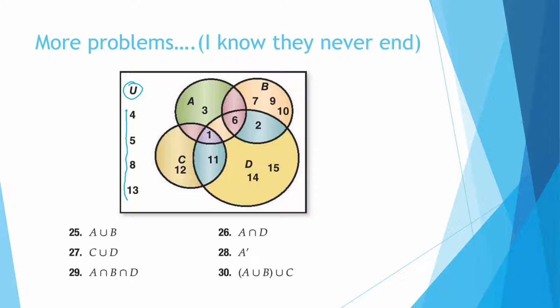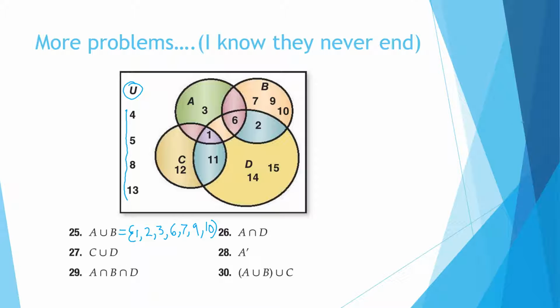So if I'm looking at A union B, I am going to look at everything in A and everything in B. So A has 1, 3, and 6. B has 2, 6, 7, 9, and 10. So in this: 1, 2, 3, 6, 7, 9, 10. Okay?